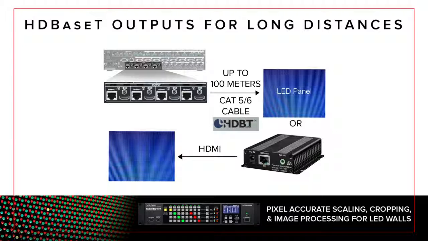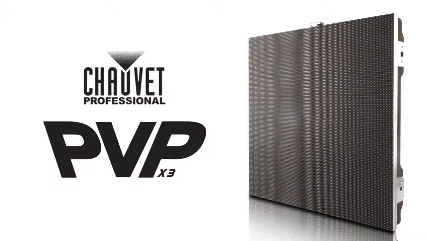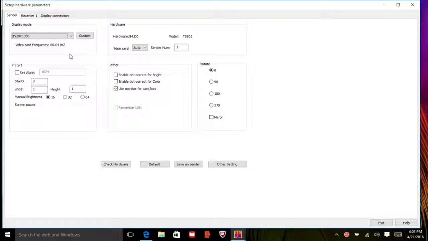Equipped with standard HDMI or built-in HD-based outputs, the Roland XS series allows you to send your mixed audio and video signal over a network cable up to 328 feet to your LED wall driver. Today we are going to be connecting to the Chauvet PVP-X3, which is a 3.9mm video wall panel system. So I have the driver here right now.